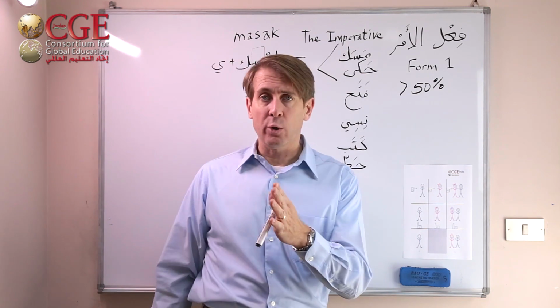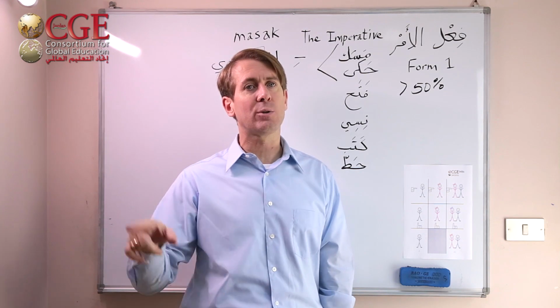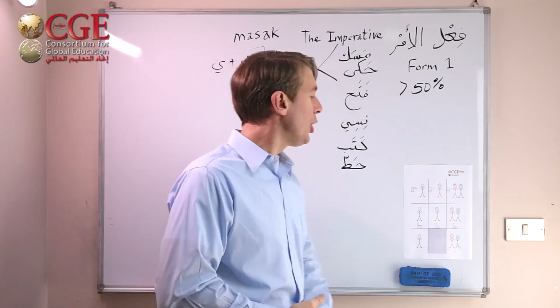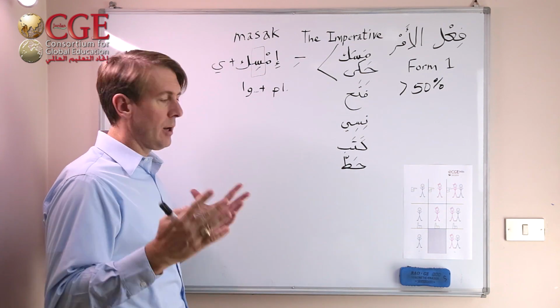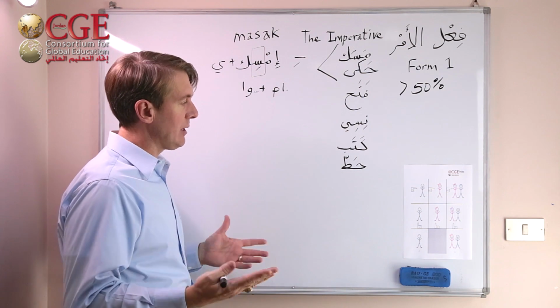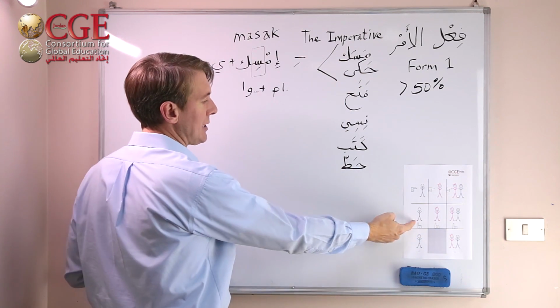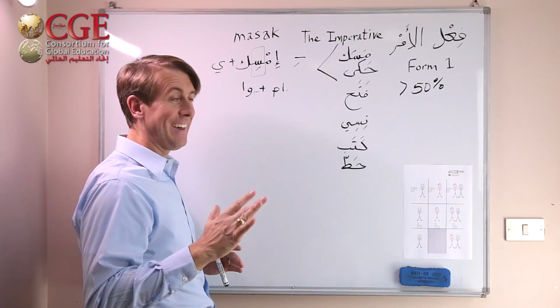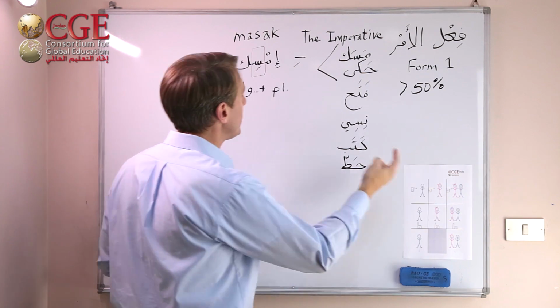If you're talking to a girl, you have to add the ya. You have to do it. If you don't add the ya, the girl's going to get upset. No Arabic girl wants to be referred to as a male, unless she is one. Same thing with the guys. Don't say imsiki to a guy. That's a bad thing. So, imsik, imsiki, imsiku.